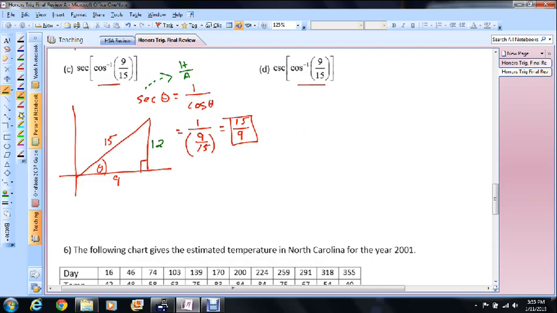So let's use that to complete part D, that triangle that is. So now it's asking for the cosecant of theta. Well, the cosecant of theta, a little note here, is the reciprocal of sine. So sine is opposite over hypotenuse. So the reciprocal of that is hypotenuse over opposite.